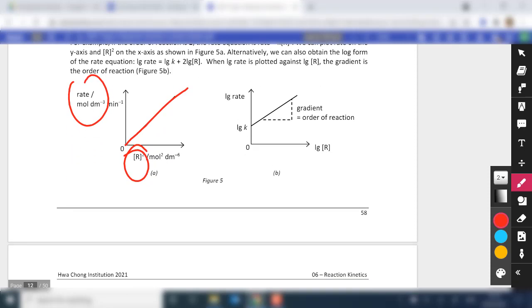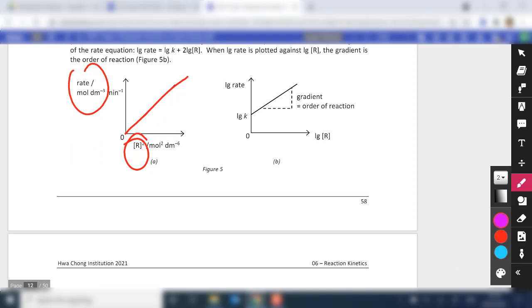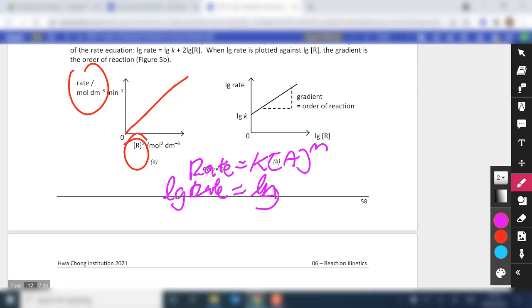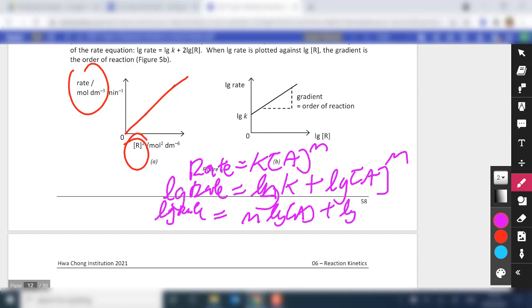So in the event that you really don't know what the order is, let's say in the experiment, and your reactant is A, you can always let rate equal k[A]^m. Then what we can do is to linearize the graph. What do we mean by linearize the graph? We take either ln or log base 10 of both sides. So again, we take log base 10 of both sides. So we get log rate equals log k plus log [A]^m. And then you know that you can bring m down, so you get log rate equals m log[A] plus log k. If you look at this on a serious note, this is like y equals mx plus c.